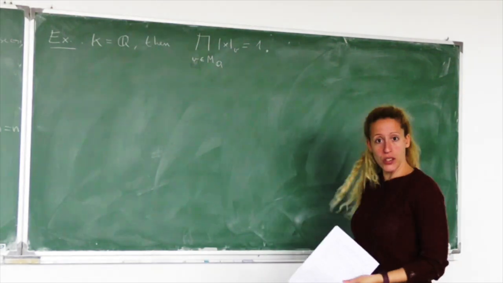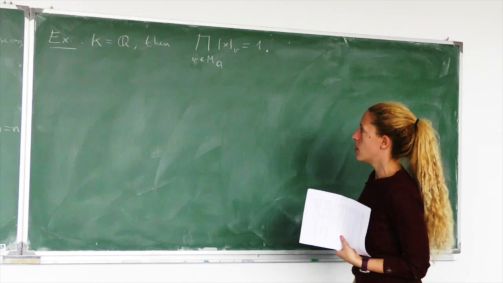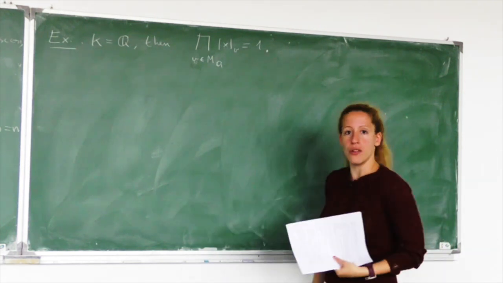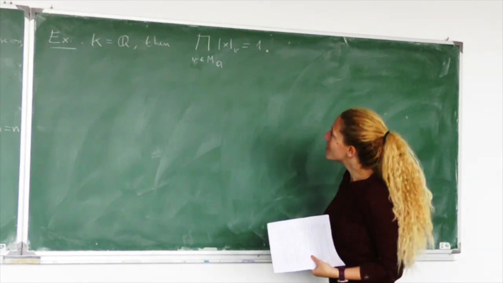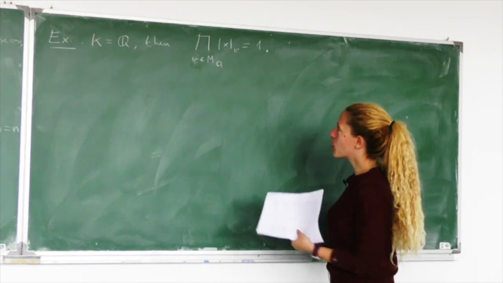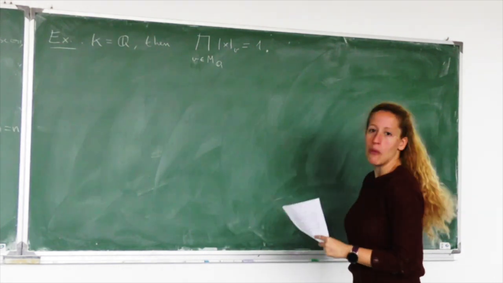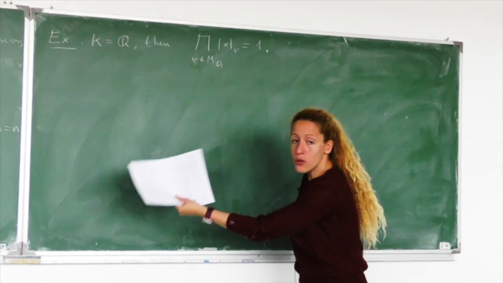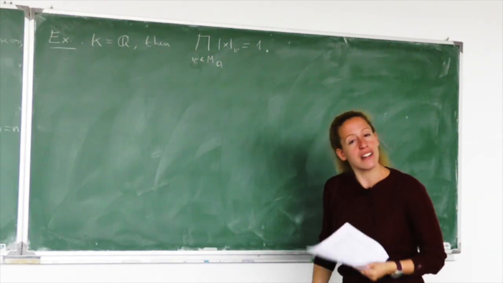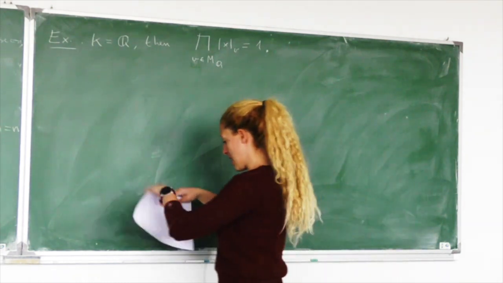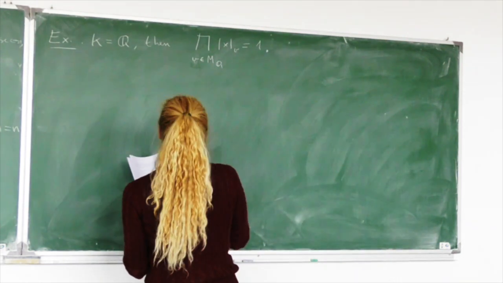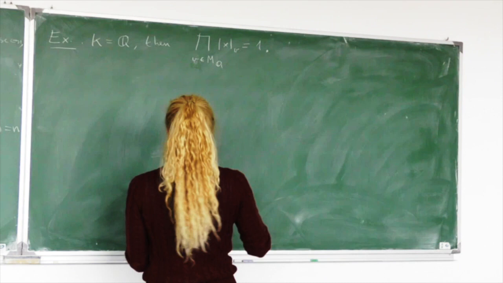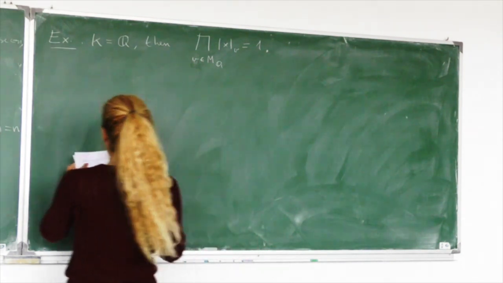So the natural question is: is this still true when I change Q by another field? And it's not exactly true if I use those absolute values, but if I use the normalized ones that I just defined, then it is true. And this is precisely the next result, the second main result that I wanted to see today.